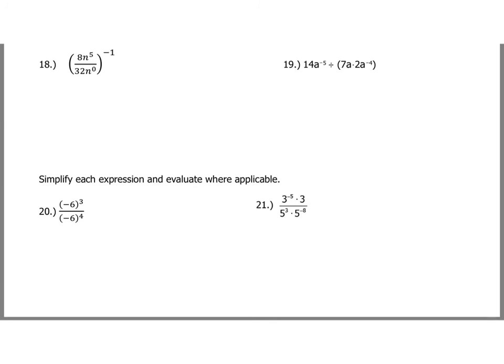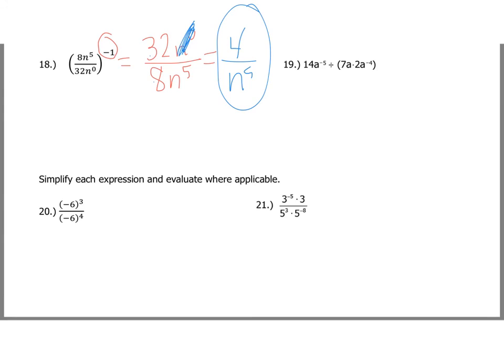All right, for the last 4, again, try them on your own and then check your work to see if you did it correctly. When you have a negative 1 as the overall power, it's a power of a power. What that means is if it's a fraction inside the parentheses, you're going to flip the numerator and denominator. So this is going to become 32 n to the 0 in the numerator and 8n to the 5th in the denominator. You may have noticed that n to the 0 power becomes 1, so it's actually gone. Then we have our constants, 32 divided by 8, which is 4, and we still have an n to the 5th left over in the denominator.